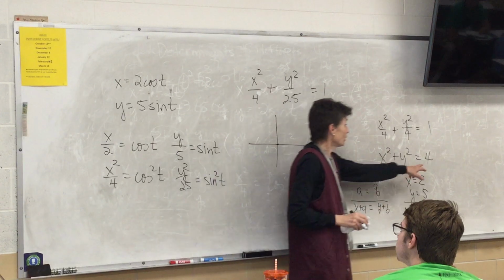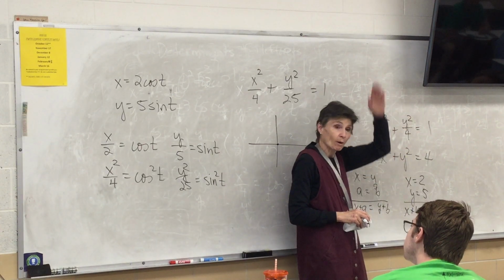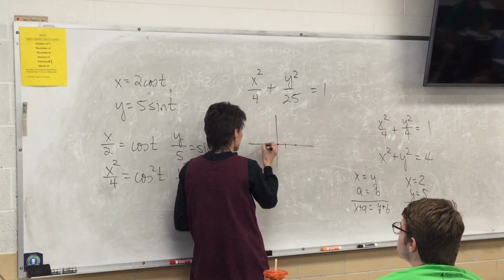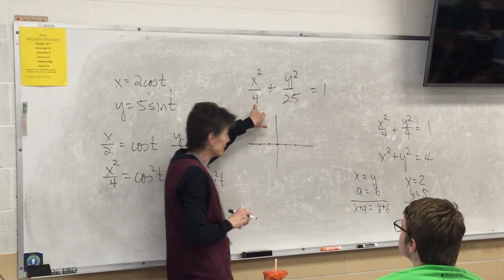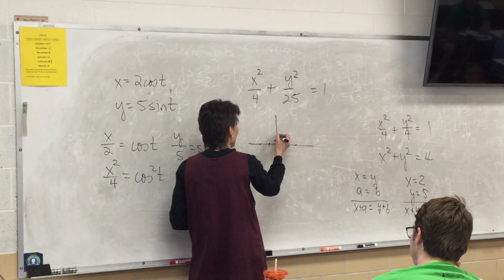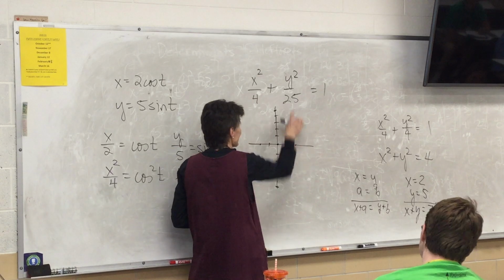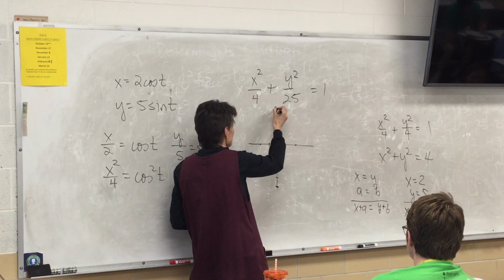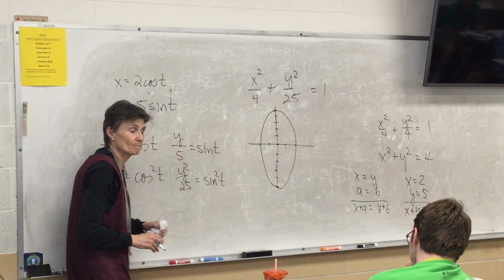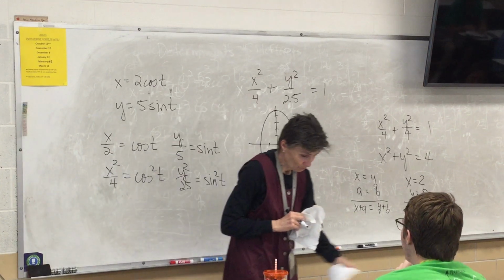You know that this is centered at the origin, just like our circle was. But in the circle, the radius was 2, so we went out 2 in every direction, up 2, out 2. Well, this time, we're still going to go sideways 2, because the x radius is the same as it was. But now, we're going to go up and down 5, because that's the y radius. And so we end up with our nice little ellipse. Absolutely. Very, very good work.